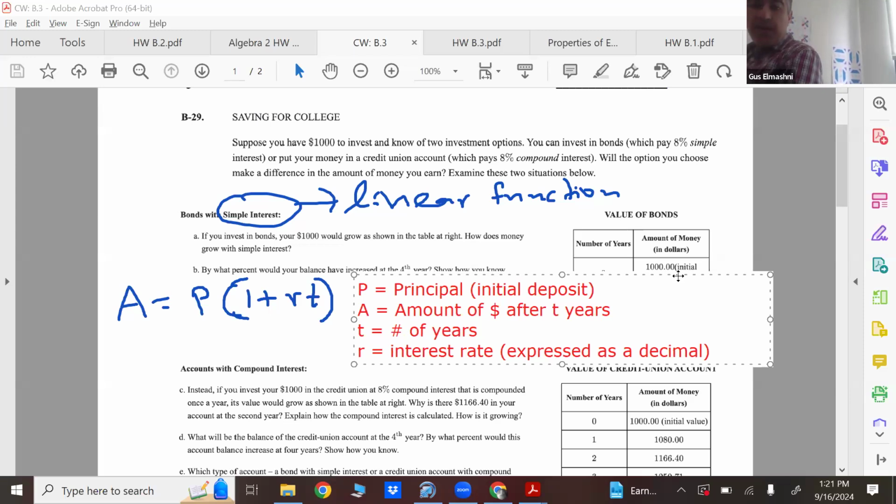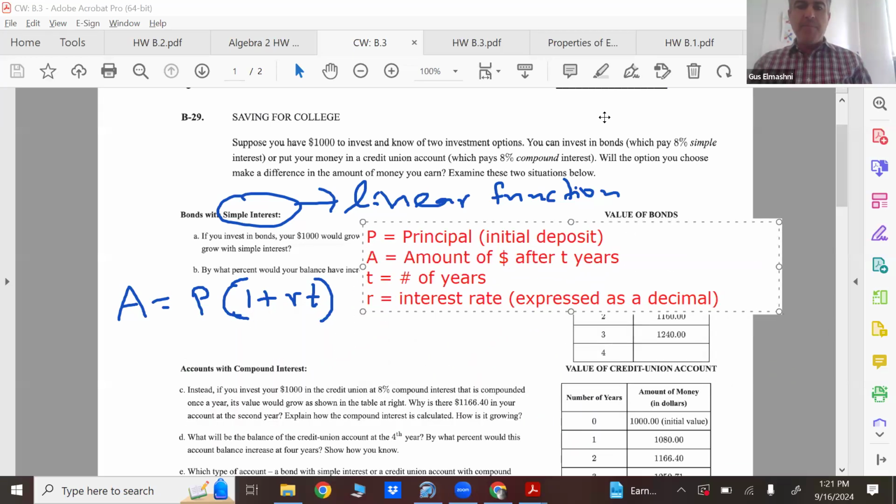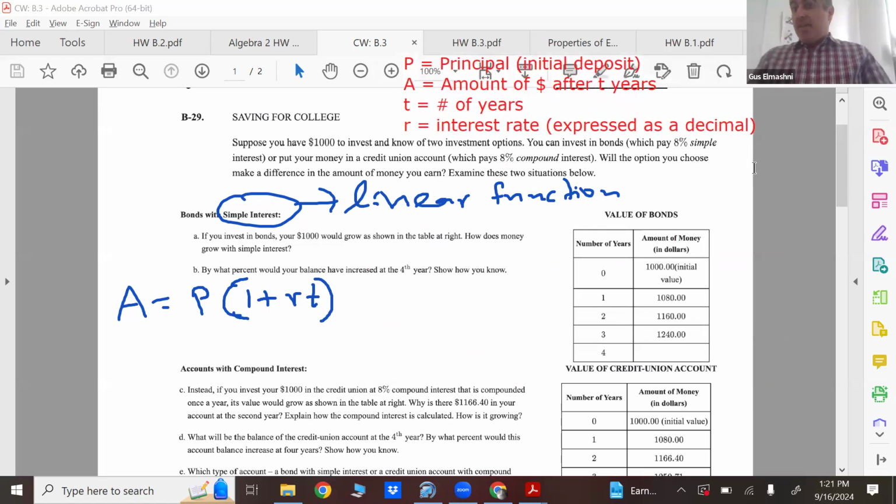So how much money are we starting with? $1,000. And what is our interest rate? 8%, great. And then time is up to us, how long we want to invest the money. And we want to see how much money we have after a certain period of time, right? So that's all you're doing here, simply, I keep saying the word simply, for simple interest. It's just a linear function. So if you invest in bonds, your $1,000 grows as shown in the table to the right.